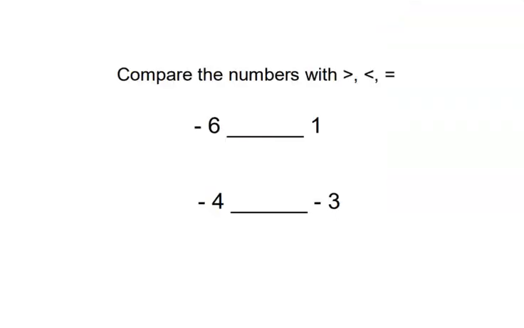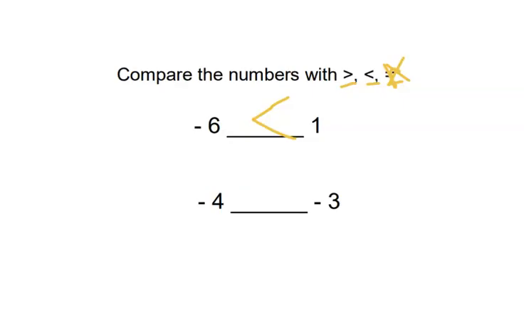All right, compare the numbers with the greater than sign, the less than sign, and the equal to sign. Well, none of them look equal to me, so we're not going to use this sign at all. Okay, so we have a -6 and a 1. Well, that's easy. If there's a negative number and a positive number, the negative number is going to be smaller.